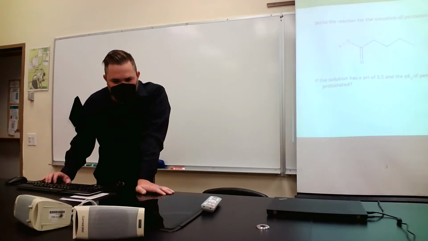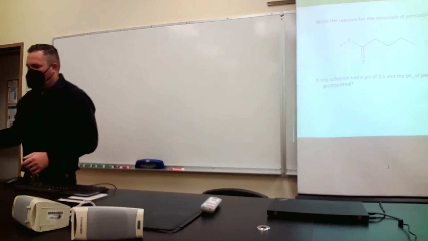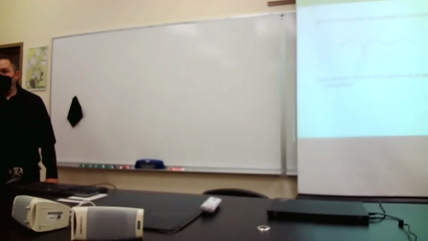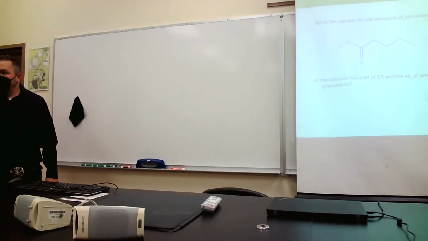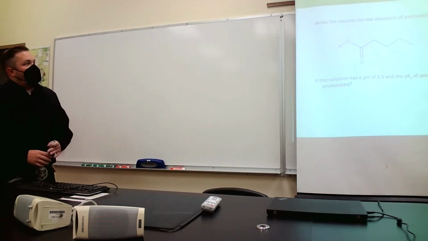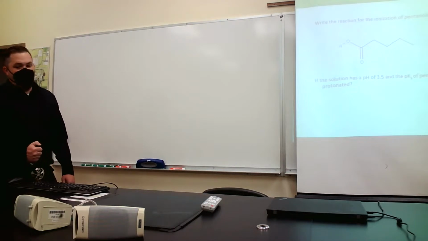There we go. Okay, so if we have pentanoic acid in water, let's practice by writing out what the ionization reaction would be, and drawing the structures of the conjugate acid and conjugate base. And then once we have that reaction drawn, we'll talk about pKa again.